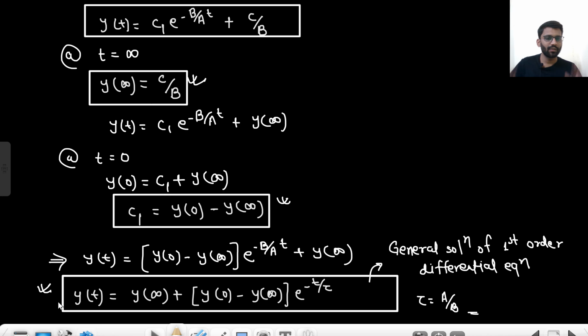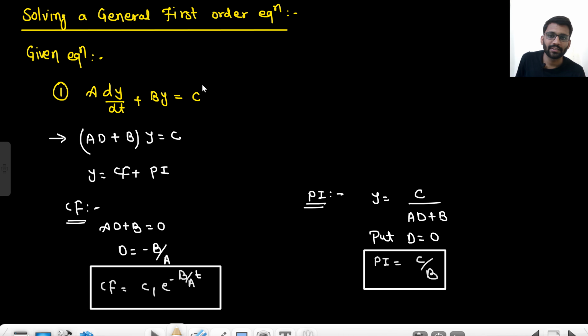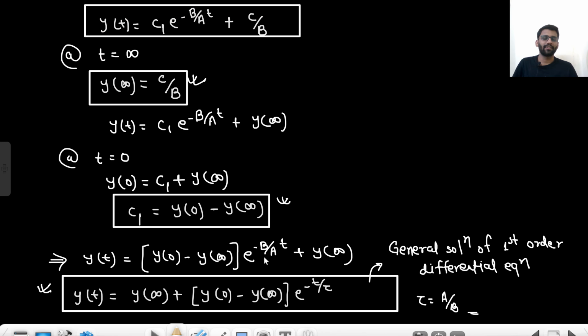What is the general solution of a first order differential equation? This is only for first order differential equation. Just mark this line, first order. So what is the solution? The value at t equals to infinity plus, bracket, the value at t equals to 0 minus the value at t equals to infinity, into e to the power minus t upon tau. That's it. That's the final answer.